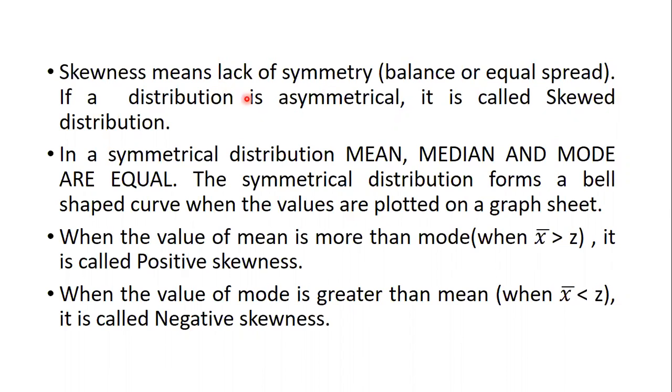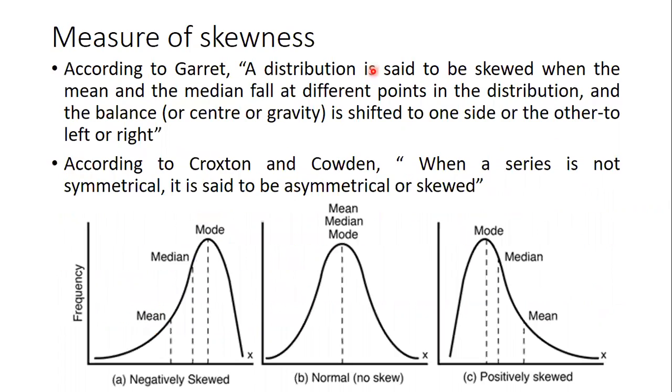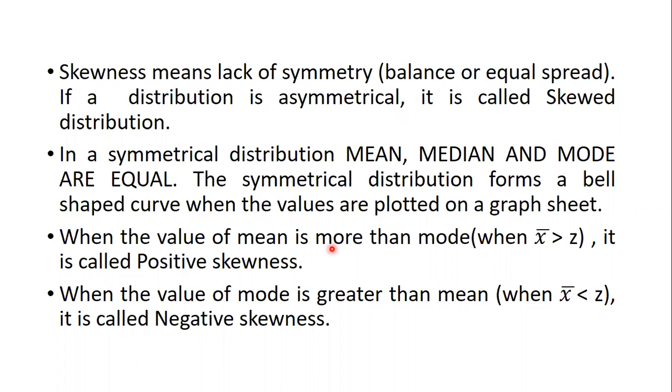If a distribution is asymmetrical, it is called a skewed distribution. If the distribution is not the same on both sides, then it is known as asymmetrical, or a skewed distribution. In a symmetrical distribution, mean, median, and mode are all equal. If you see this center diagram, that is the normal. Here mean, median, mode are all at the same place, so that is why they form a bell shaped curve.